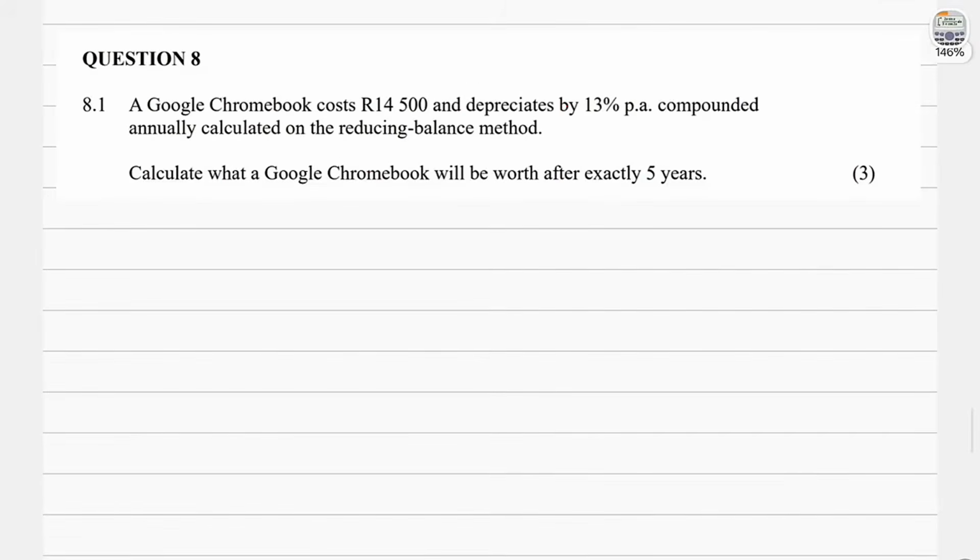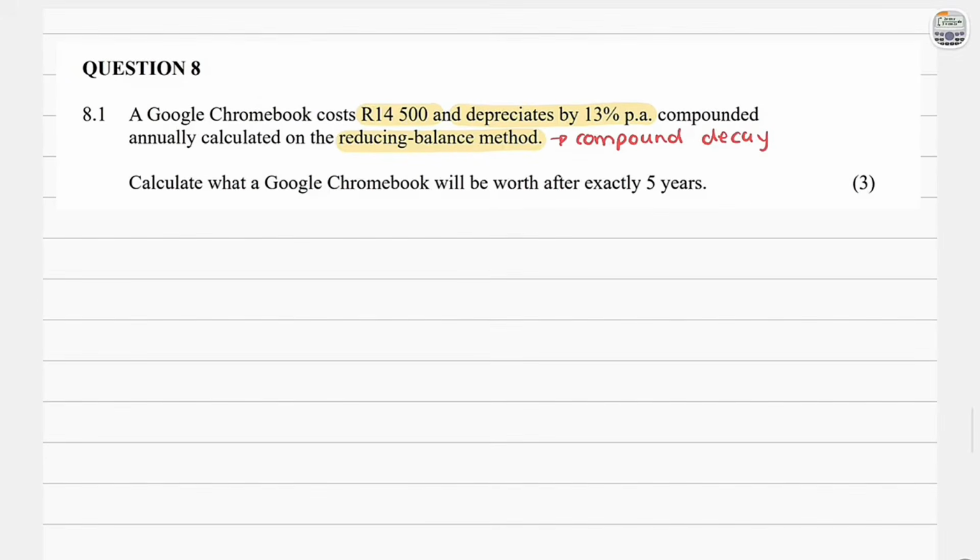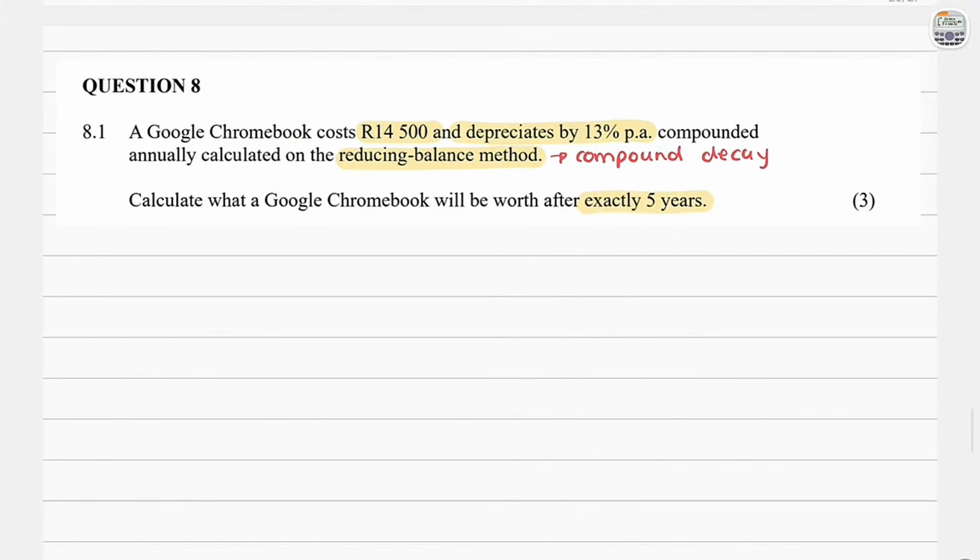Question 8.1 says, a Google Chromebook costs 14,500 Rand and depreciates by 13% per annum compounded annually, calculated on the reducing balance method. Okay, so this is compound depreciation or compound decay. So we know that it is compound, we're just going to keep that in mind. Calculate what a Google Chromebook will be worth after exactly 5 years. So we're just watching this depreciate.